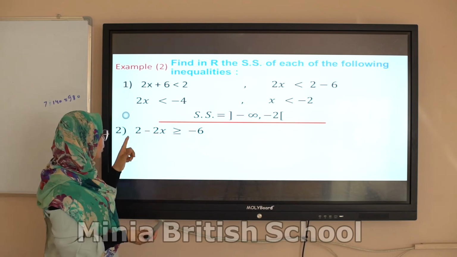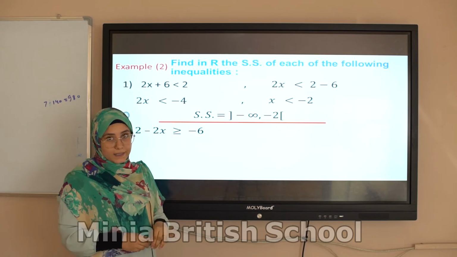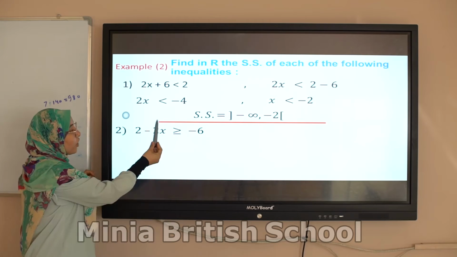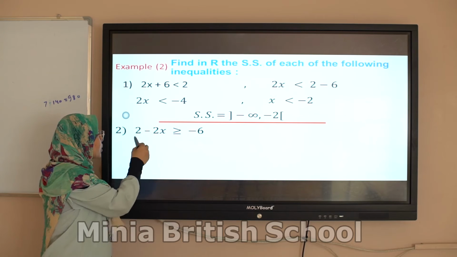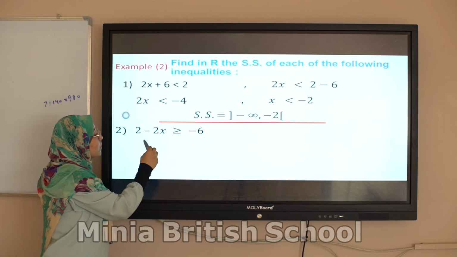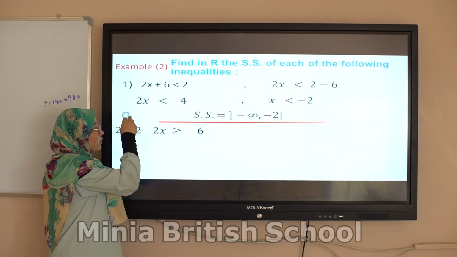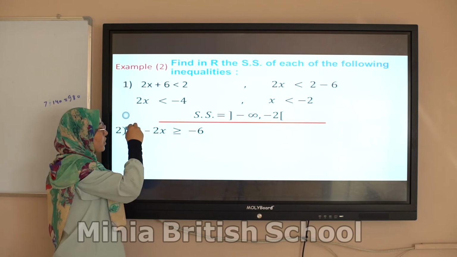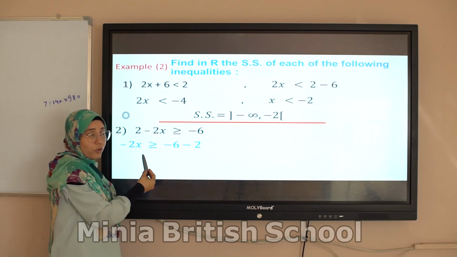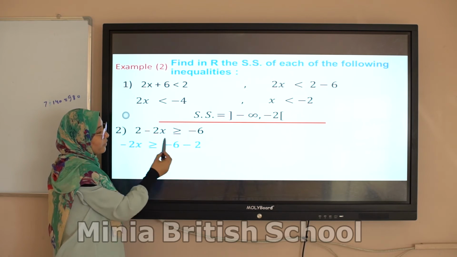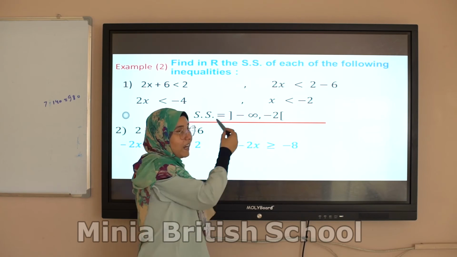Another one, 2 minus 2x greater than or equal to negative 6. Here, where is the constant number, 2 or negative 2? The constant number here is 2, okay, because negative 2 is the coefficient of the variable x. So I will move 2 to the other side with the opposite sign. So we get negative 2x greater than or equal to negative 6 minus 2. So negative 2x greater than or equal to negative 8, okay.